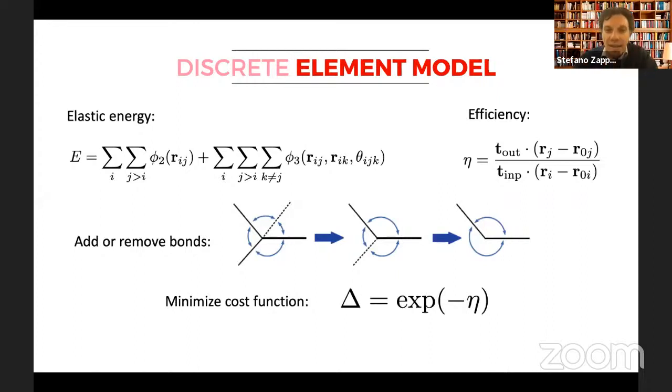We can have different examples, which you can find in the paper. What we do is add and remove bonds, trying to minimize a cost function. We do that in a way that is sort of Monte Carlo, but with simulated annealing. So we go up and down in temperature so that we can explore the phase space. This is typical of my field, the statistical physics of disordered systems, where we have many minima, and we don't want to get stuck in a metastable minimum.